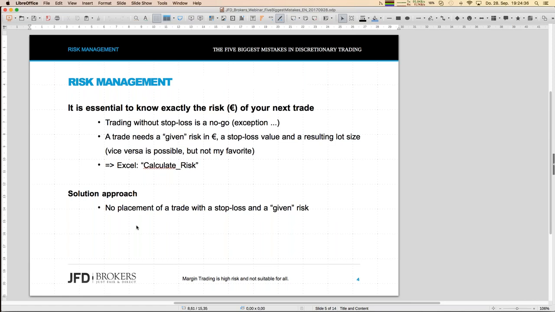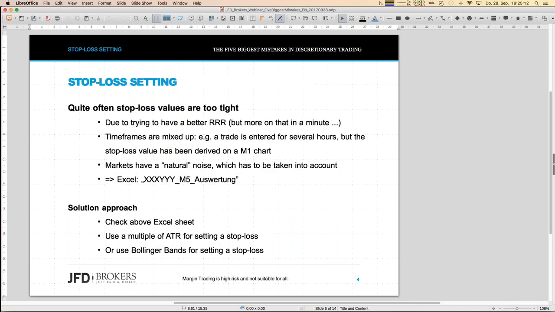So no placement of any trade without a stop loss and a given risk in euro, or whatever your current account currency is. But it's important to do it. I saw so many examples of just entering trades, not knowing the risk of those specific trades. It's a disaster. We have other possibilities to create the stop loss value, like just out of the chart, but that is one of the next topics.